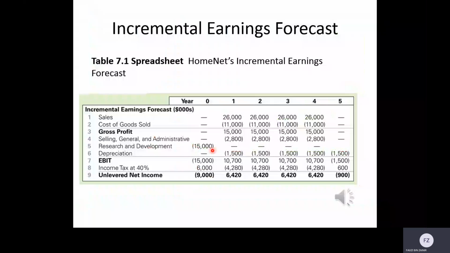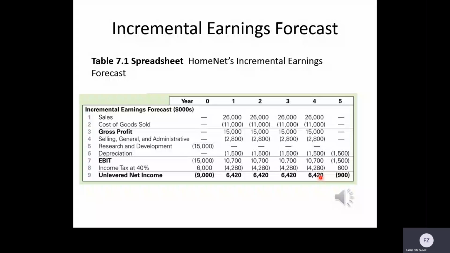Unlevered means that the amount of money invested is not from borrowing but from equity, by issuing shares or using retained earnings. So here we call it unlevered net income, where we don't take into consideration the interest expense. There's no borrowing involved here, so we call it unlevered net income.